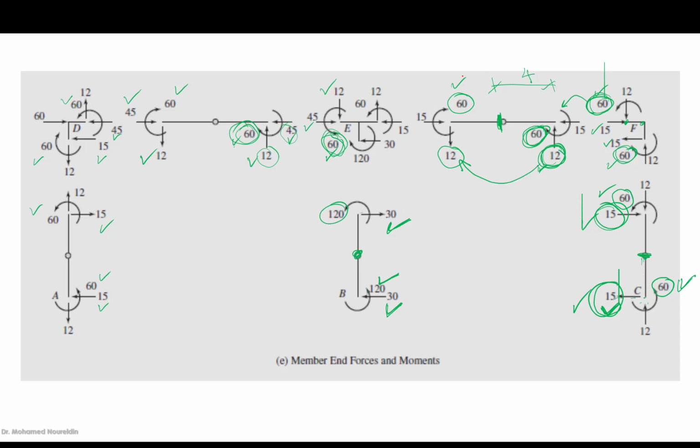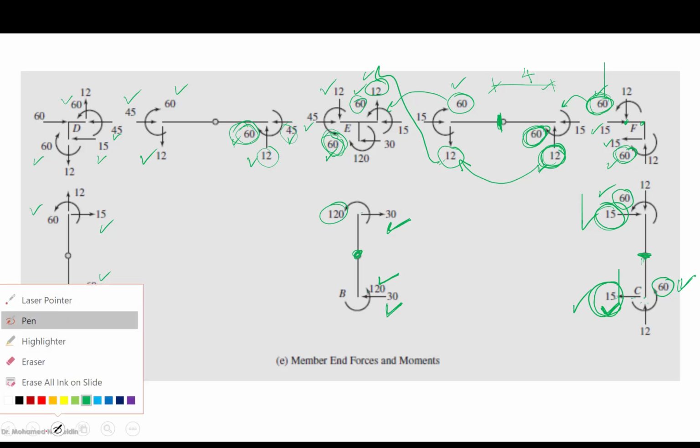We know the shear and we know the moment at the ends of the girder. This 12 is going to be reversed here. This is 12. And this 60 is going to be reversed here, which is this 60. We know this and we know this. Remember that the axial forces are known from here.